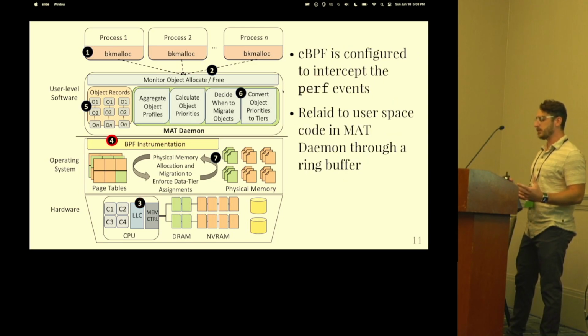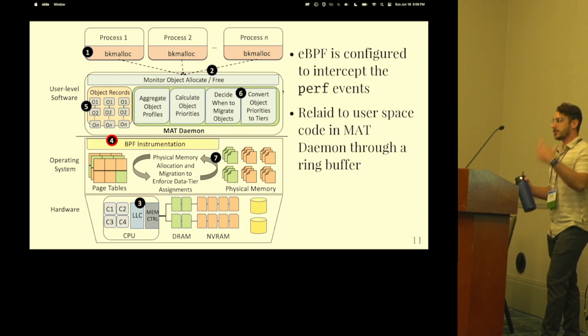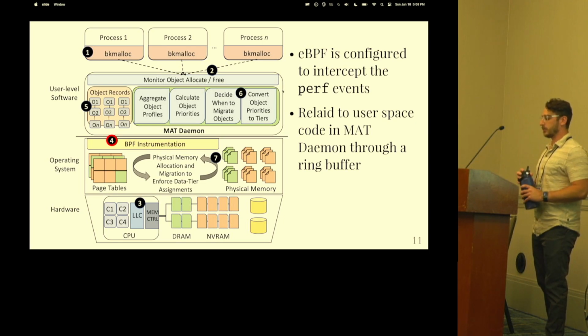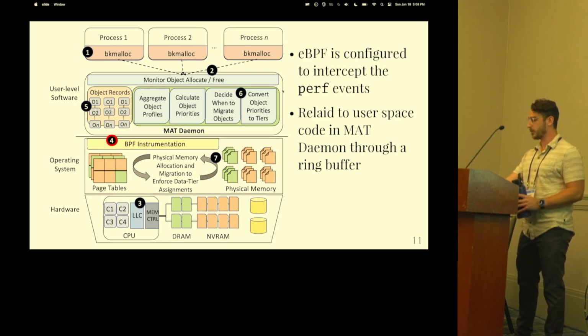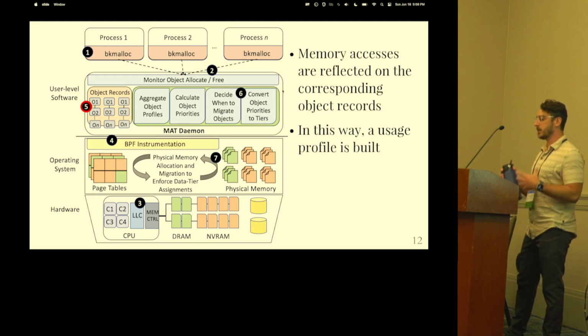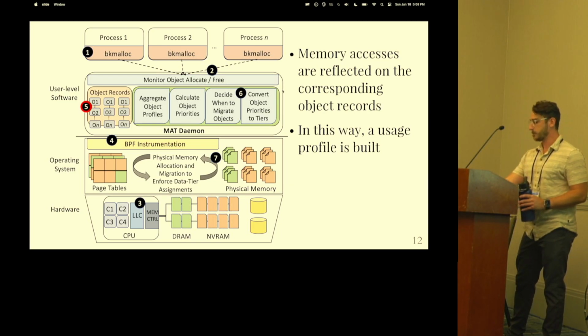We also use eBPF in the daemon to intercept these perf events, and they're relayed to the user space code in the daemon through a ring buffer. So that helps speed up that process a little bit. The daemon then takes these accesses and reflects them on the corresponding object record so that we maintain basically a usage profile of all the active objects in the application currently, right?